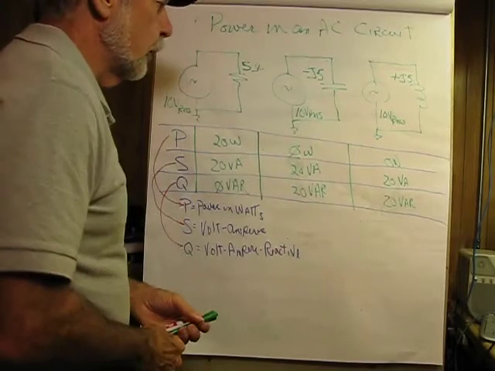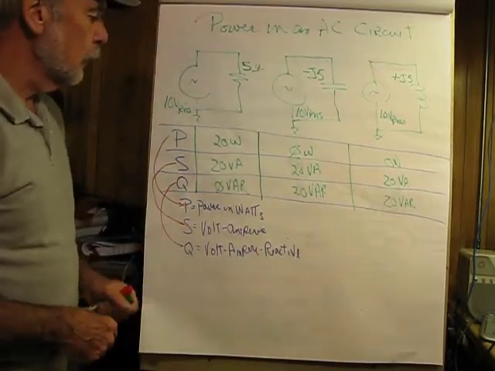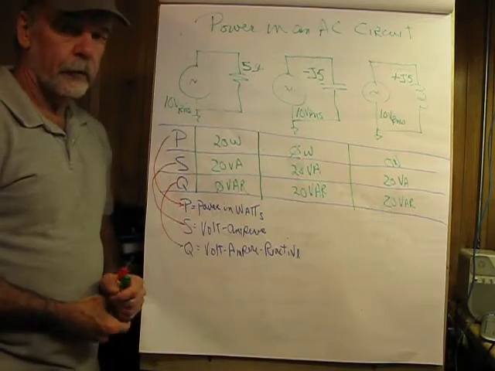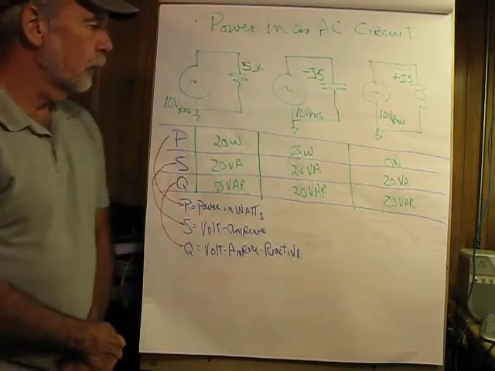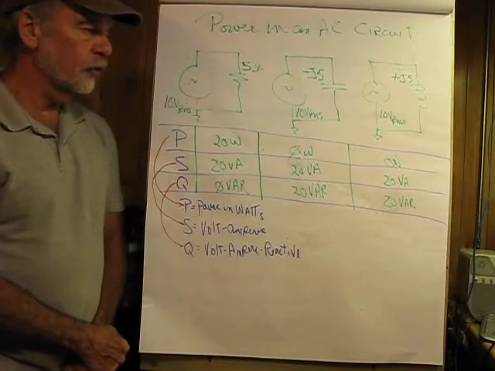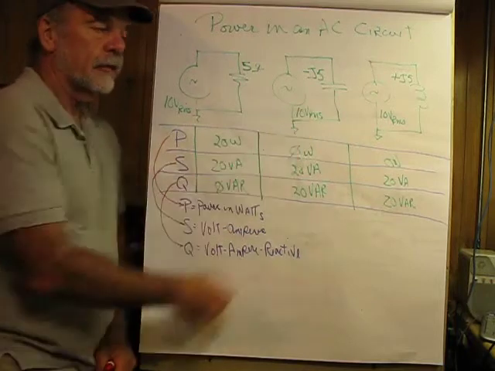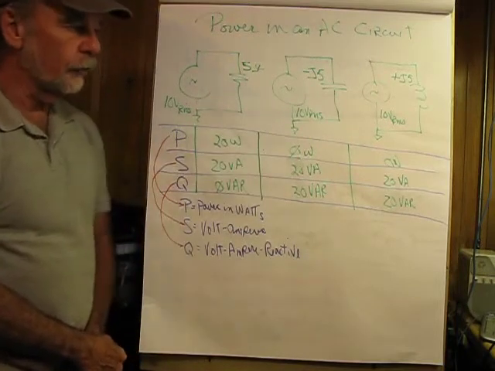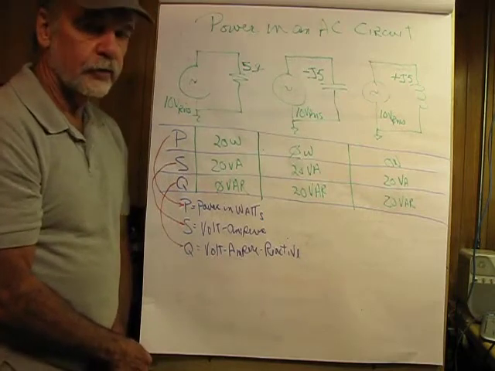Hi, my name is Jim, and I'd like to talk about power in an AC circuit. We're going to start with three different scenarios. One is a voltage source and a resistor of 5 ohms, the second is the same voltage across a capacitive reactance of negative j5 ohms, and the third is the same voltage across an inductance of plus j5 ohms.